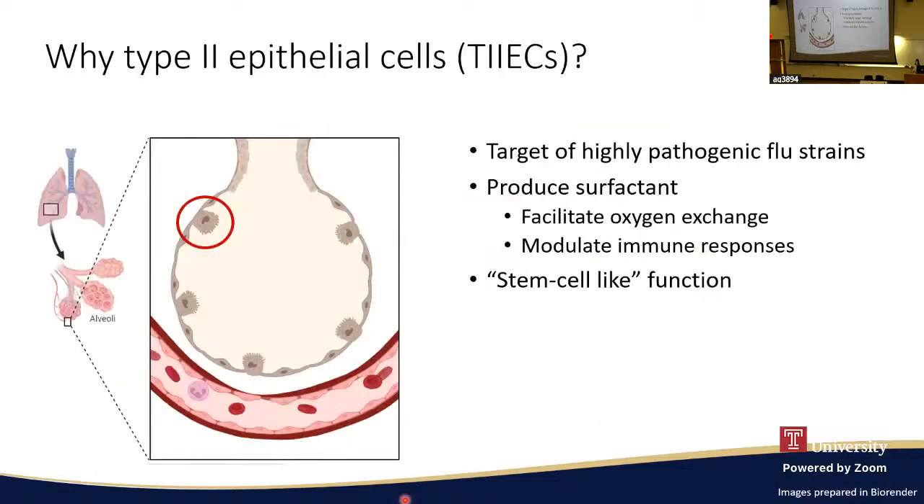And you might be asking why? Why are type 2 epithelial cells so important? Well, firstly, they're located in the alveoli, which is the site of gas exchange in the lung. And they're also the target of highly pathogenic flu strains. And in the lung, they produce surfactants, which both facilitate oxygen exchange, but also modulate immune responses to different pathogens. And importantly, these cells are stem cell-like, so they can divide and replenish themselves, but they can also differentiate into these type 1 epithelial cells, which are the main cell subset responsible for gas exchange.